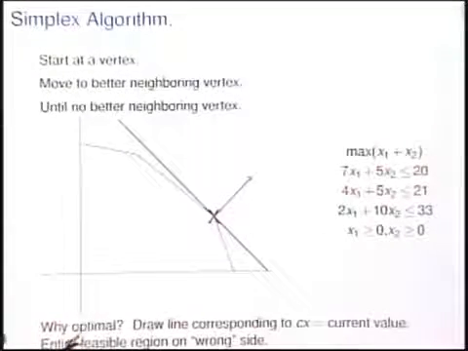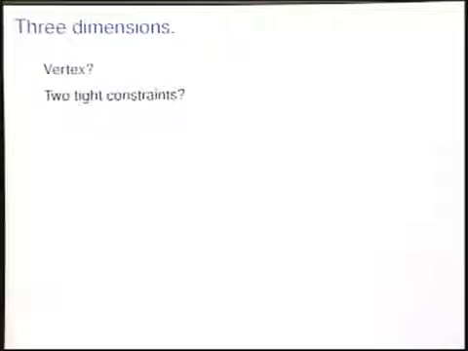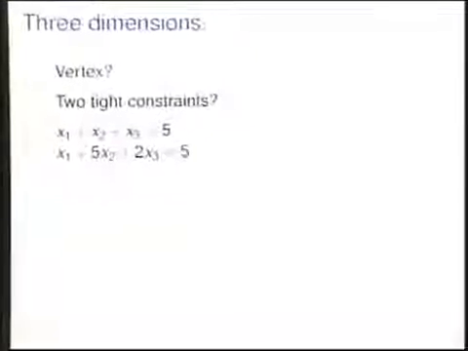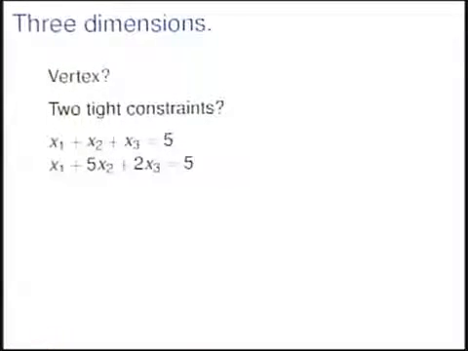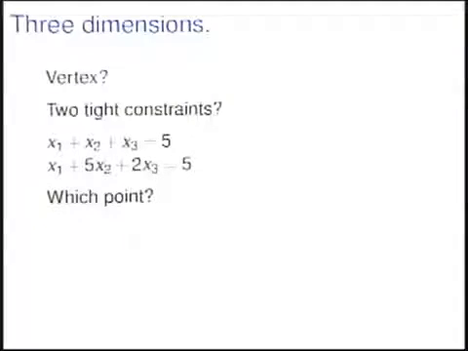Okay, so now that's fine. This is in 2 dimensions. The picture is nice. So how is it in 3 dimensions? What's a vertex? Is it 2 tight constraints? Okay, you guys are ahead of me. I gave you an example of which point, right? So now you all know it's 3. It's the intersection of 3. But let me go a little slower and show you why.